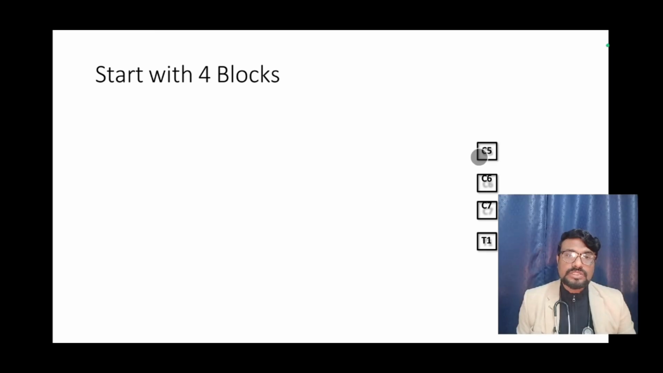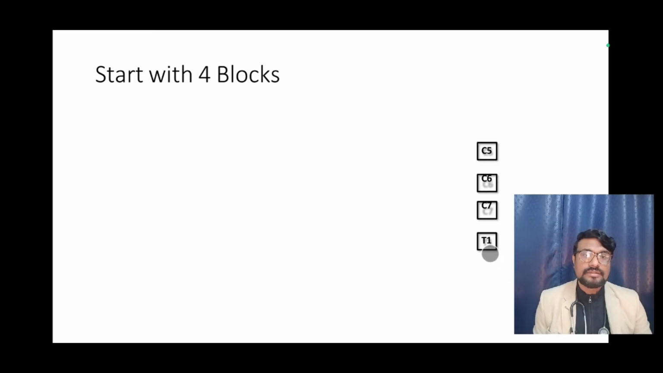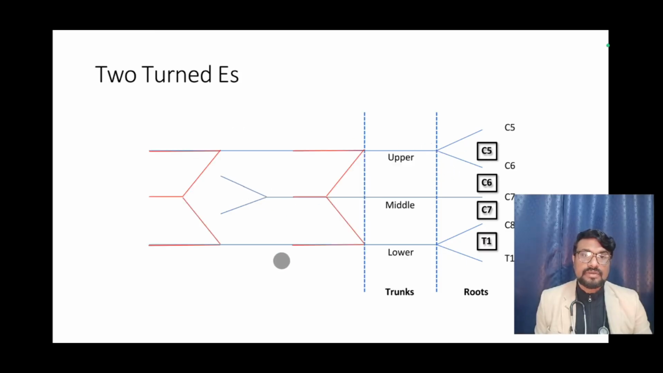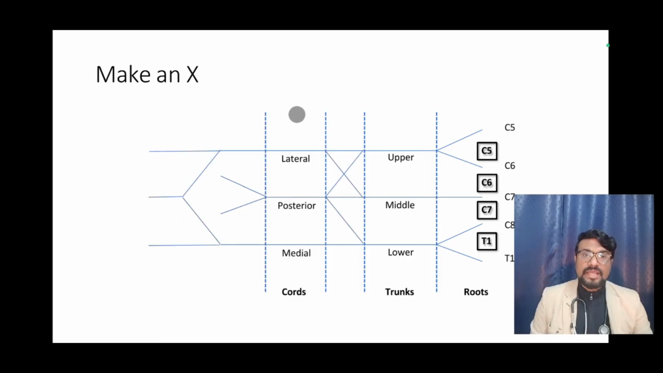Here are the 4 blocks: C5, C6, C7 and T1. And we have to add 3 Ys, then 2 turns of E's, that is inverted E, and then make an X here. This will lead to the formation of the brachial plexus.